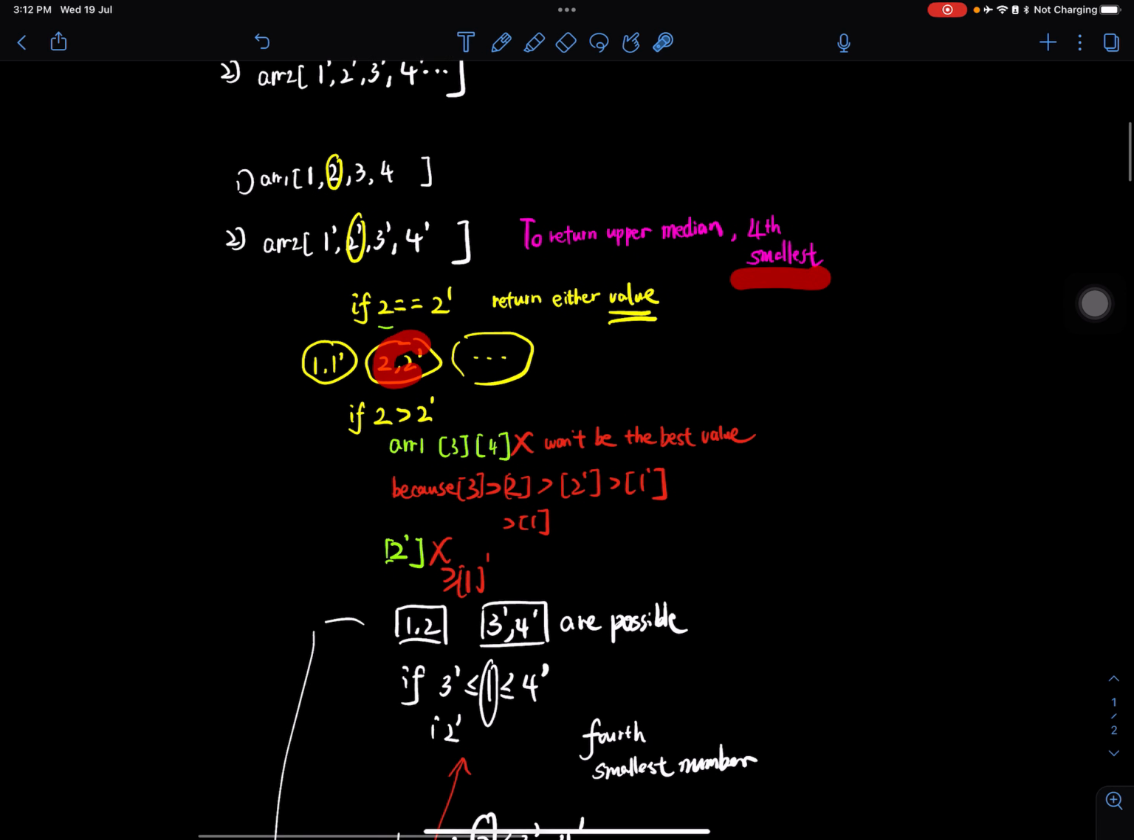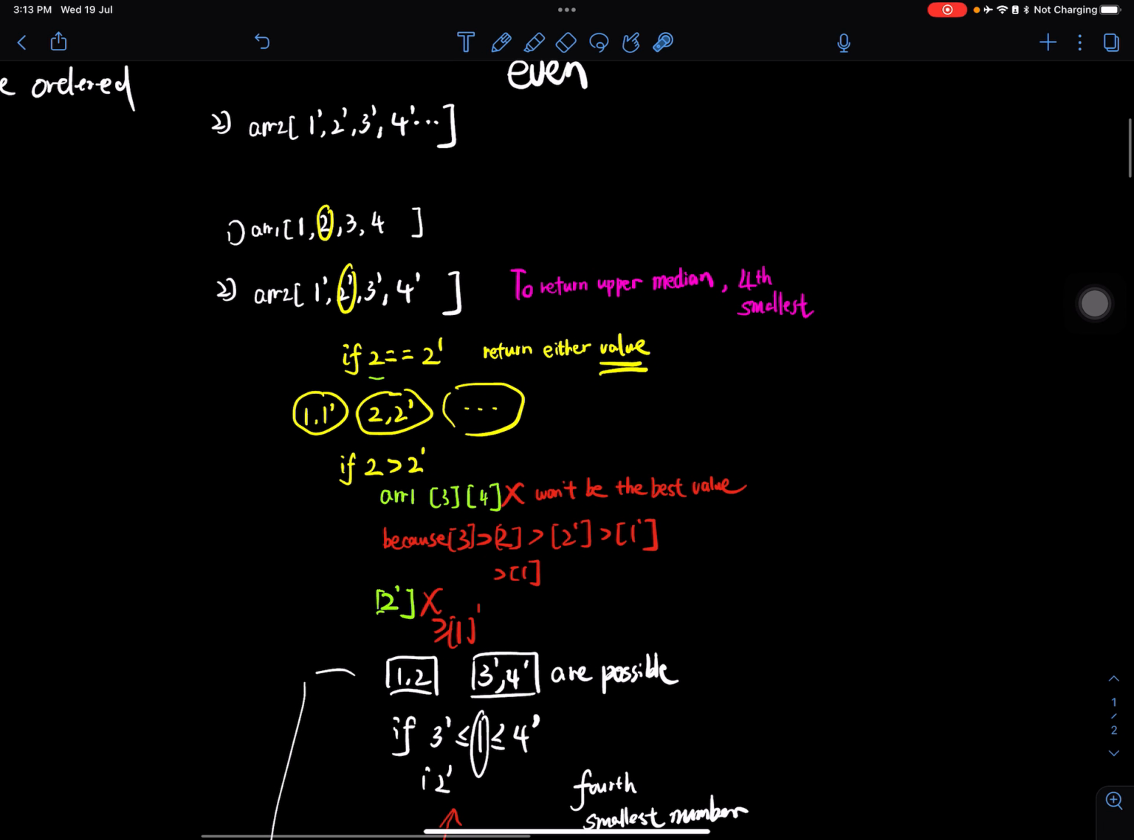However, if the value of index 2 is greater than the value of index 2 prime, then in this case we can look at index 3 and 4, which we can exclude, because it won't be the best. You can see 3 is already greater than 2, so this range is definitely more than the 4 smallest.